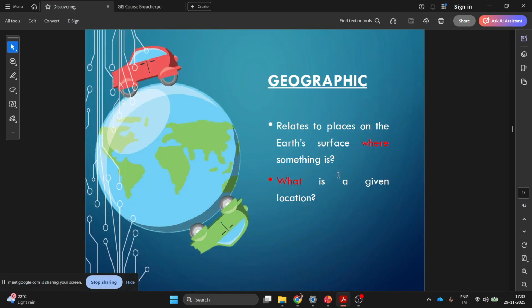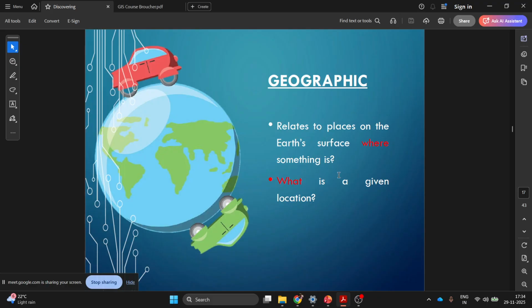So geography, we have already read in our schools, right? Geography relates to a place on the earth's surface where something is. We used to ask our friends, where on earth are you from? Something like that, right? So it relates to a place on the earth's surface where something is.